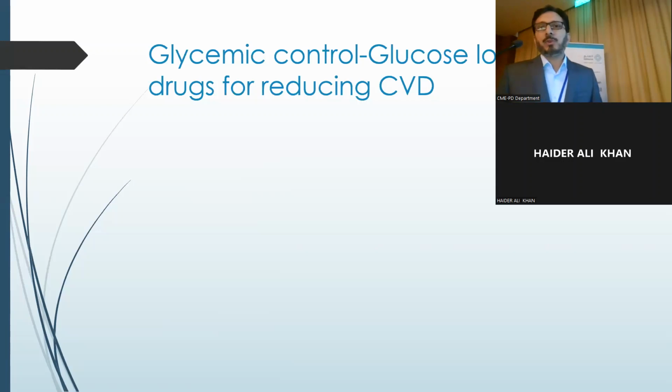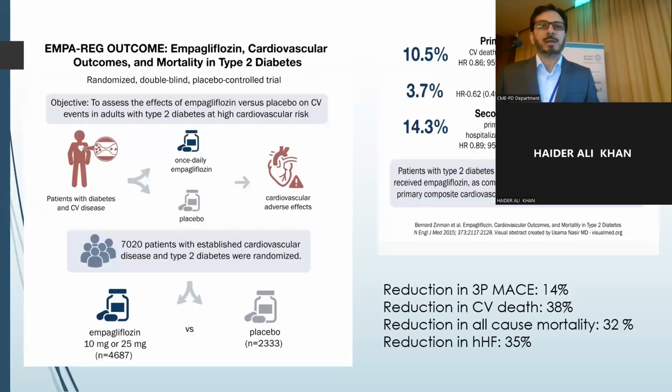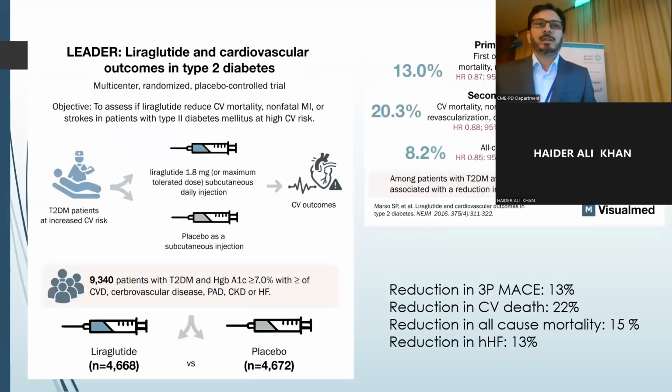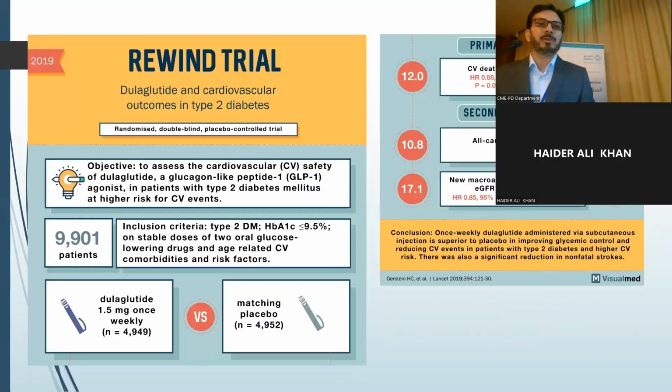And in these patients, the aim would be to avoid hypoglycemia. Now, glucose lowering drugs for reducing cardiovascular disease have been talked about in great detail by my colleagues. I'll not go into the details. The outcome study on empagliflozin showed miracle results: reduction in 3-point MACE, CV death, all-cause mortality, and reduction in hospitalization for heart failure. The LEADER trial, done on liraglutide, showed a similar cardiovascular benefit. This is an injectable GLP-1 receptor agonist. And the REWIND trial later on, done on dulaglutide, also showed similar results.